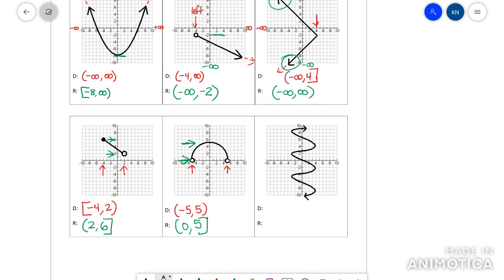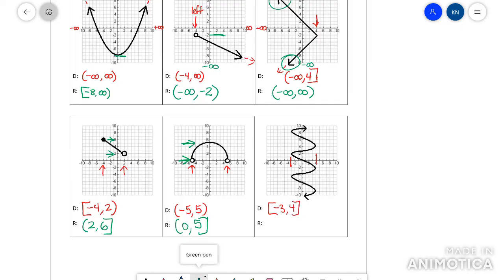All right, and then this last one, the domain, how far left it goes would be here. How far right it goes would be here. So the furthest left it goes looks like -3, and it looks like it hits it. And then the furthest right it goes would be 4, and it looks like it hits it as well. So both of those are going to be brackets.